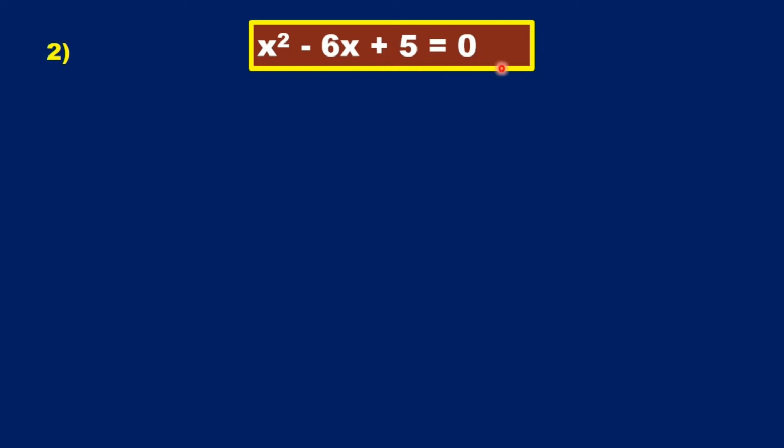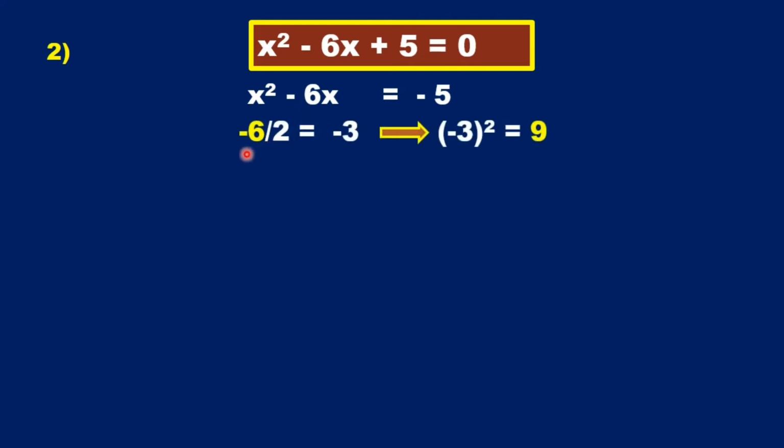Transposing positive 5 to the other side becomes negative 5. So the x term coefficient here is negative 6. Divide it by 2 and square it. So we have negative 6 divided by 2 is equal to negative 3. The negative 3 squared is equal to 9.